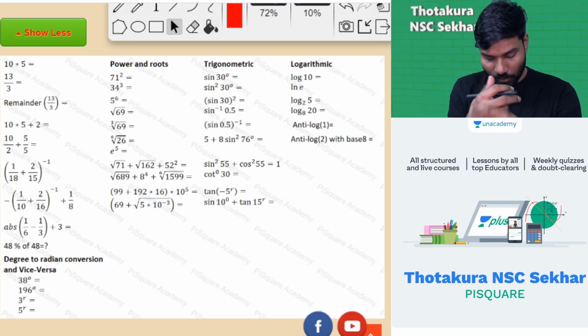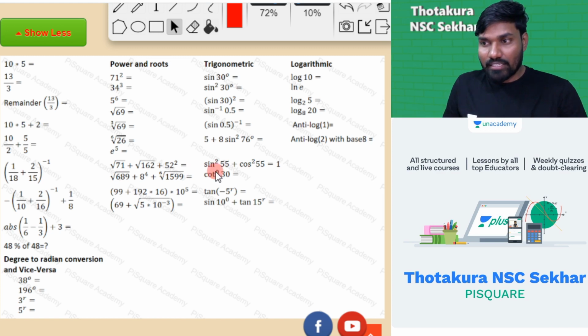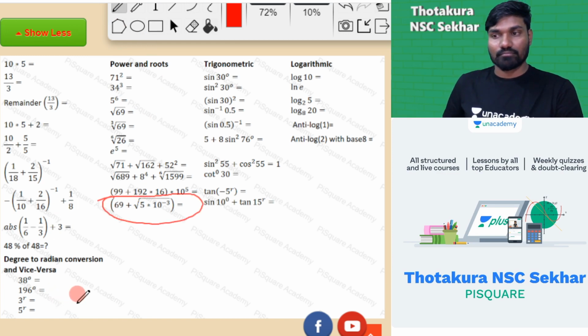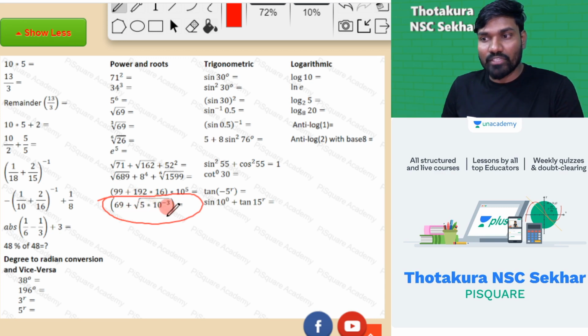Complex questions, as in these are the things, guys. Tell me which one you want me to do in this. Anything. Let's do this. Okay, 69 plus under root 5 into 10 power minus 3. Let's do this and we'll end the session after this.